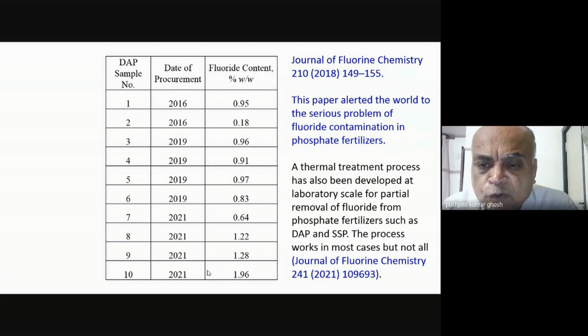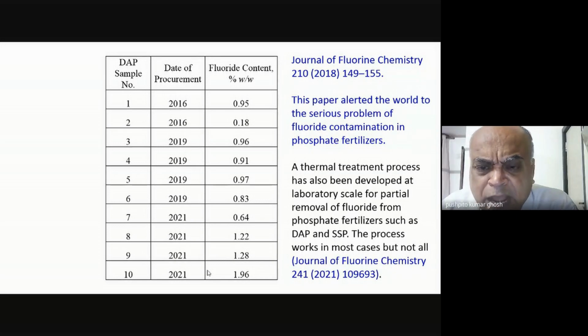If you look at it, we consume something like about 10 or 11 million tons of diammonium phosphate, and you multiply with 1%, you will find out how much fluoride you are adding into the soil. So it's a huge problem. I hope that some of you, if you ever get into these areas, will look at it carefully.